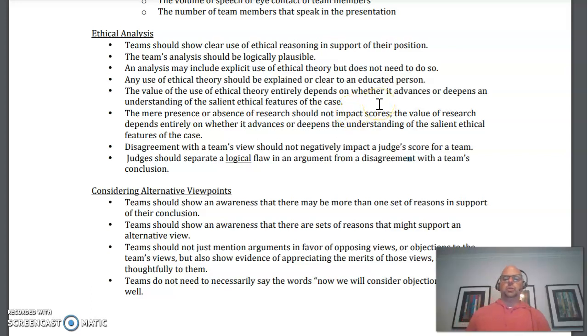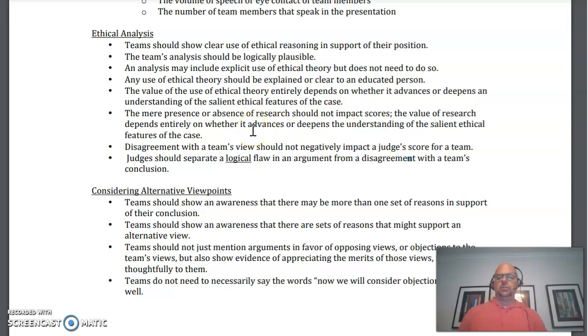The value of the use of ethical theory entirely depends on whether it advances or deepens an understanding of the salient ethical features of the case. So what does this mean? Really what this is getting at is that teams should not be rewarded simply for quote-unquote name dropping or listing a whole series of ethical theories. What's important is whether the use of ethical theory helps them advance the ethical understanding of the case.